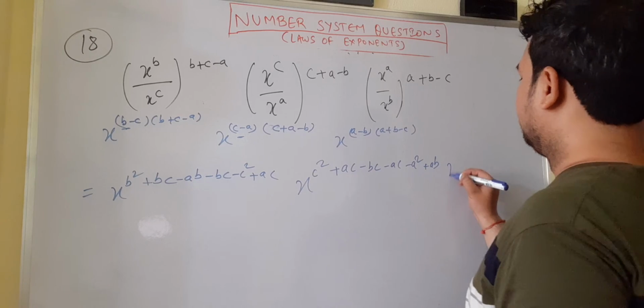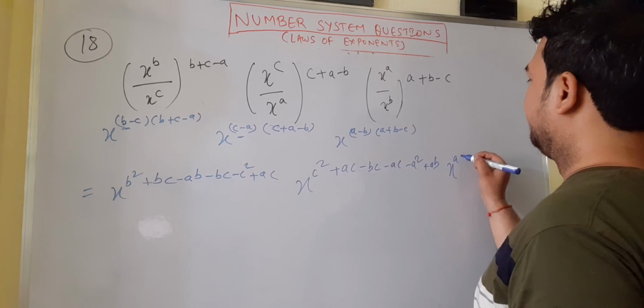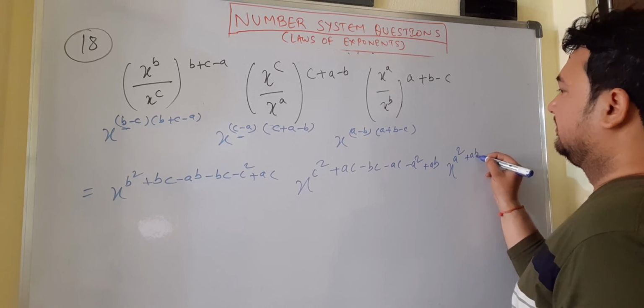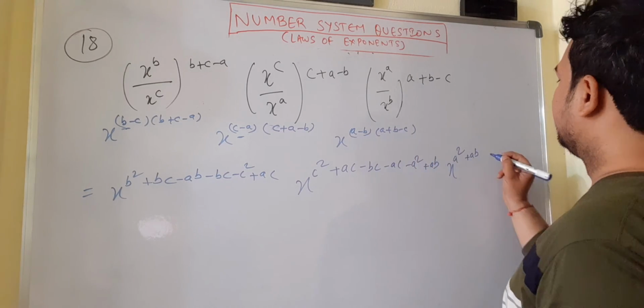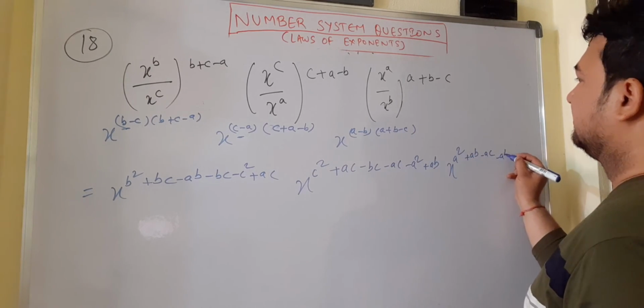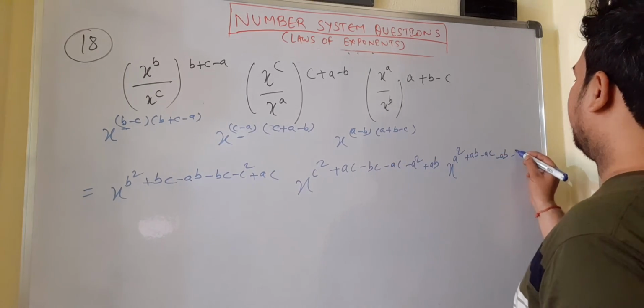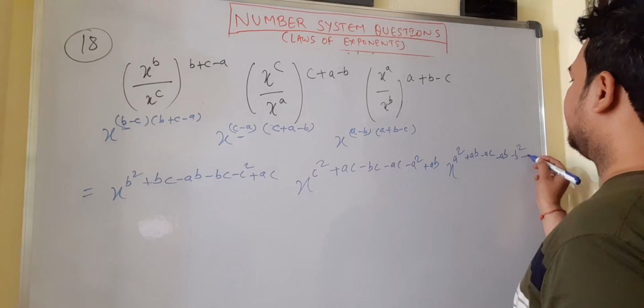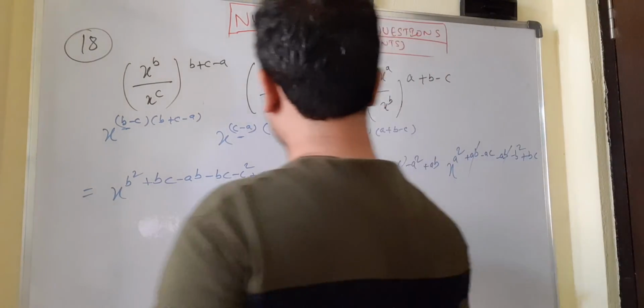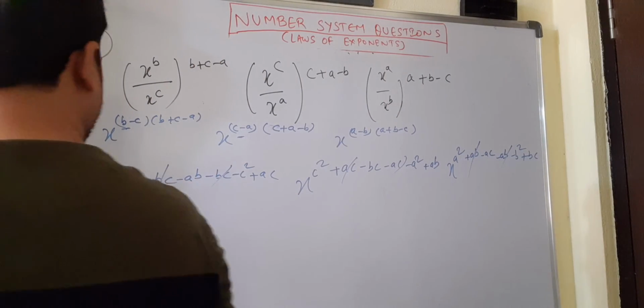For this x, a square plus ab minus ac minus ab minus b square and plus bc. ab cancelled, ac cancelled, and bc cancelled.